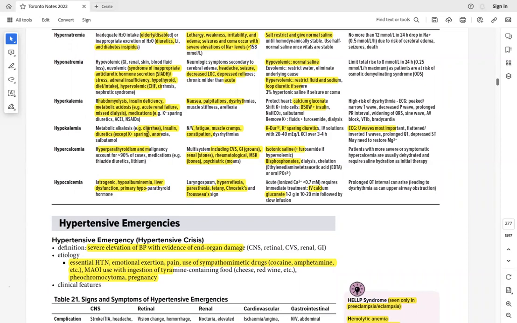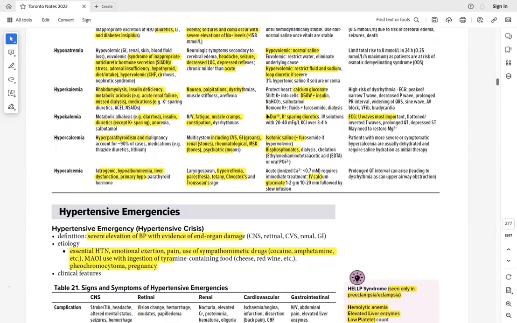For hypokalemia, it can be due to diarrhea, insulin, diuretics, or anorexia. The patient can have hypokalemia with nausea, vomiting, fatigue, muscle cramps, constipation. Start them on potassium-sparing diuretics or potassium replacement. And for hyponatremia, the rise should not be more than 8 millimole in 24 hours, because it can cause demyelination. In hypo- and hyperkalemia, we just have to do continuous monitoring with ECG.